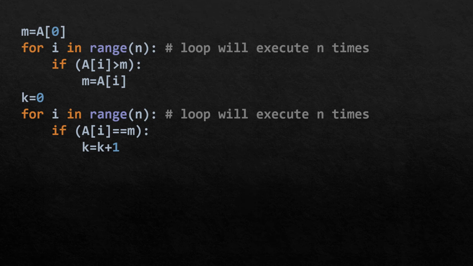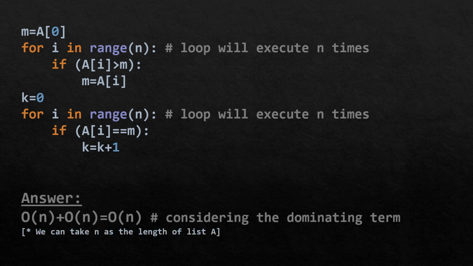In the second case, k is equal to 0, for I in range n: if a of I is equal to m, k will get incremented by 1. This loop also will get executed n number of times. So the overall complexity will be order of n plus order of n, that is total order of n only. So here also we can take n as the length of the list A. Alright.